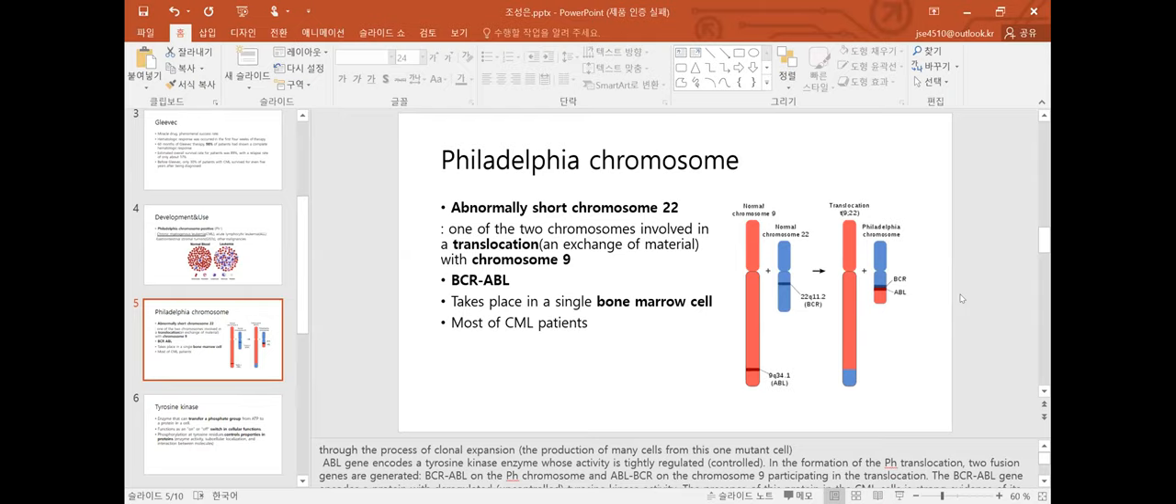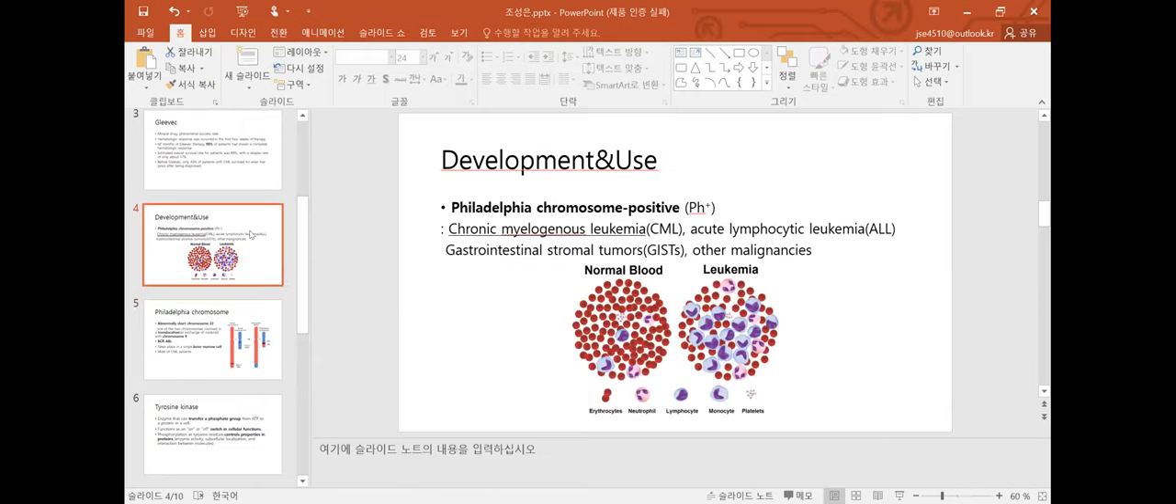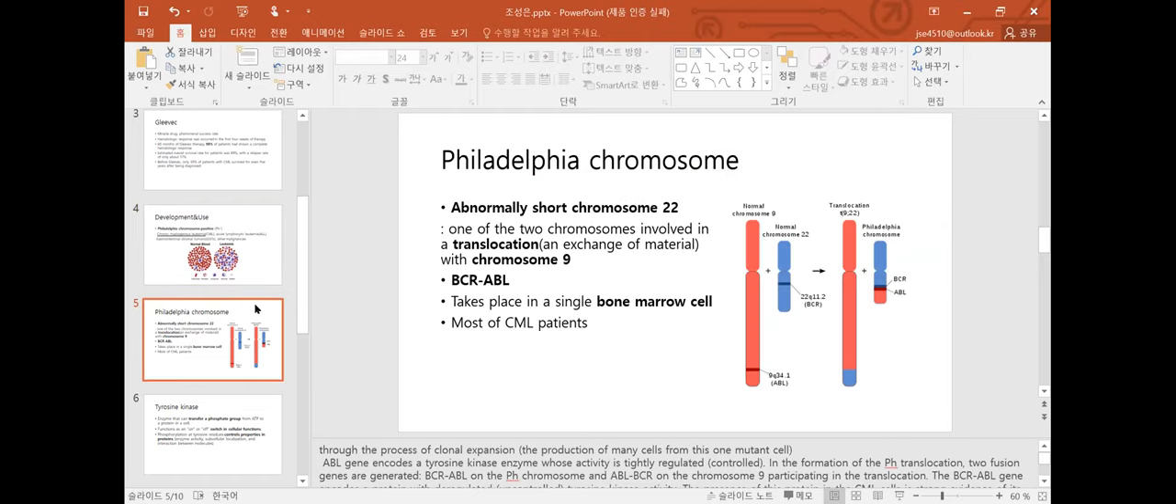Oh, you mean how this translocation occurs? Yes. In mitosis, you know that chromosomes are able to translocate. I don't understand what your question is.